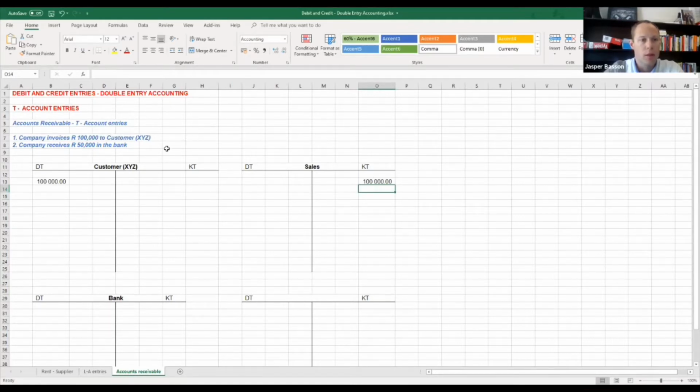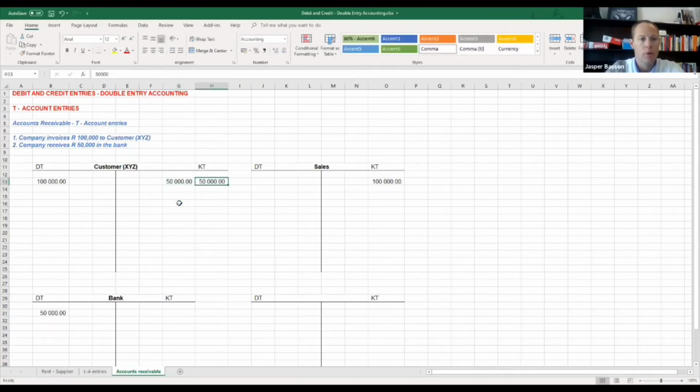A few days later, the customer actually pays 50,000 rand into the bank account. So now the bank becomes, unlike the previous example where it was a liability because money was withdrawn from the company, in this case there's money paid into the bank account. So the bank account is now an asset, and the asset increases on the debit side, or left hand side. And the contra account, or the double entry account for this, would be the credit side of the customer.